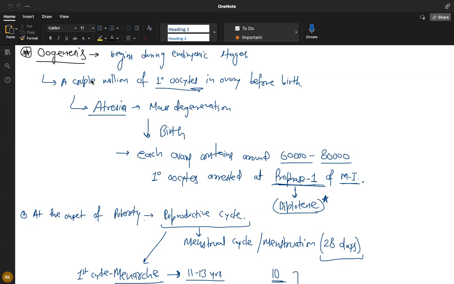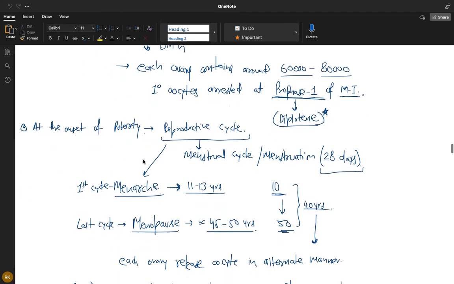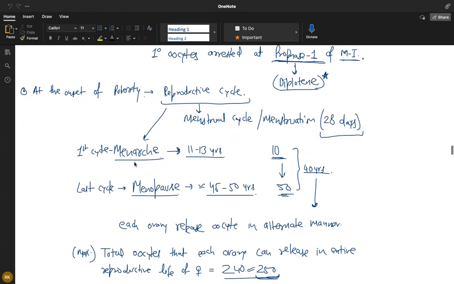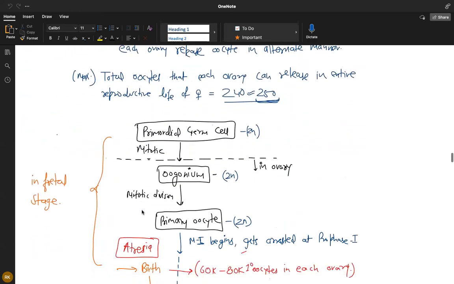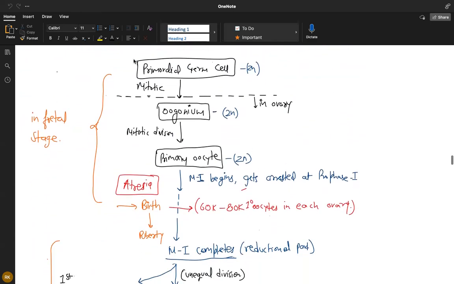So at puberty, the maturation of the female gamete begins, and not the synthesis. And menarche, menopause, all these things you will read. And it's similar for females. So there are primordial germ cells, which are 2n.